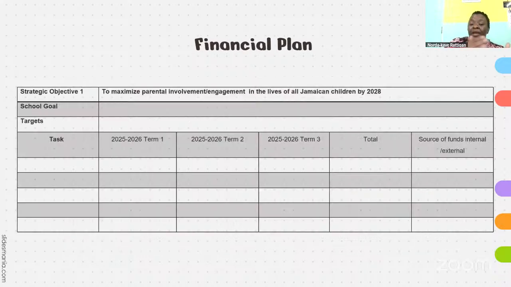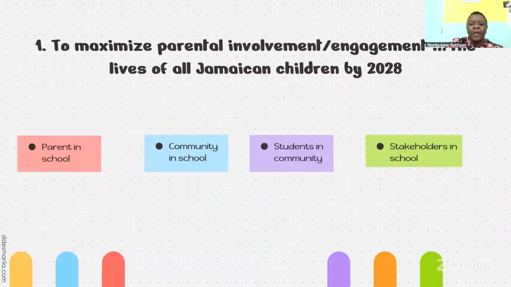Then you have to break down again over a 3-year forecast what your budget will look like for the 3 years as well. Now you're going to break down your financial plan just a little bit more, and you're going to take it bit by bit by each strategic objective, each goal, each target, and you're breaking down how you're getting the money, how the money will be spent. All right, so we're going to look at each strategic objective now.